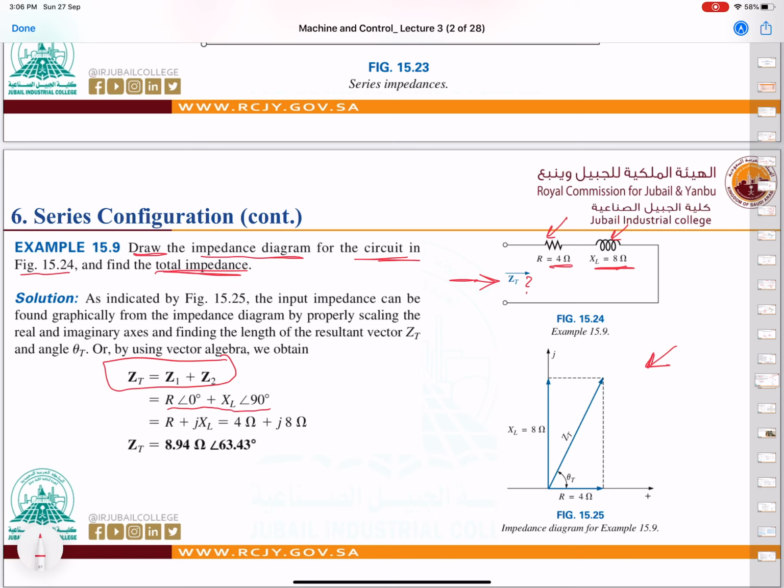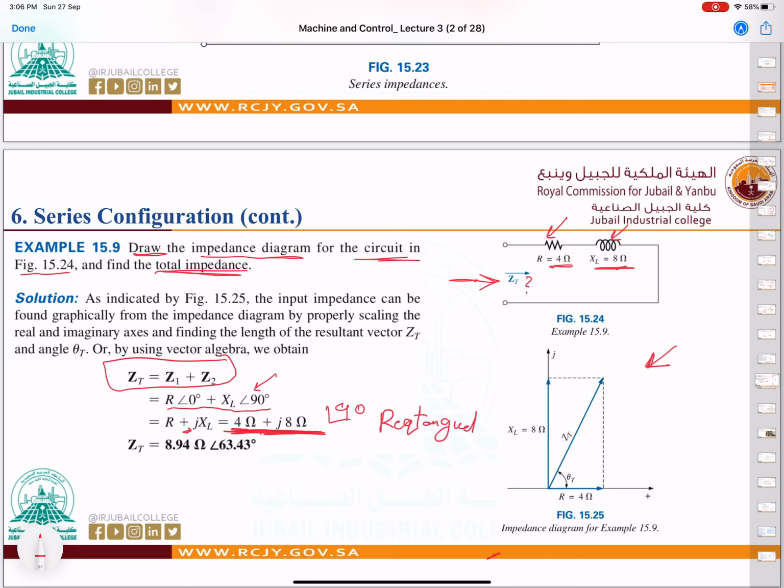So R plus jXL, because we have j, because it is plus 90. J is imaginary. That's why we have Z total here as 4, this is for the resistor, plus j8. j8 means the angle is 90. So this is the rectangular form. Let me write it here.